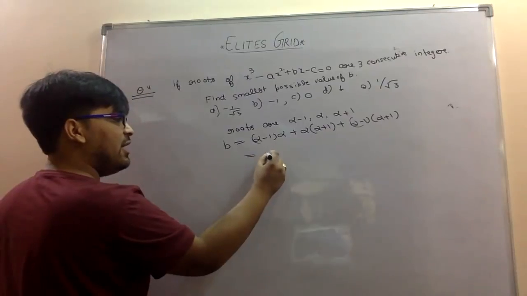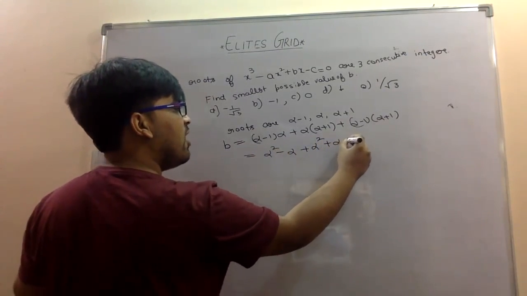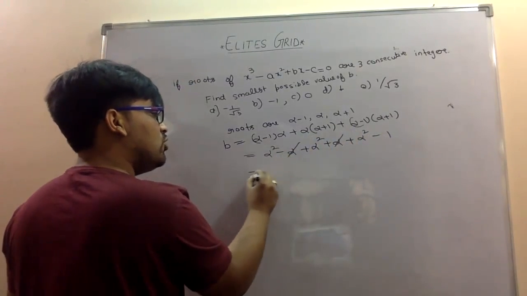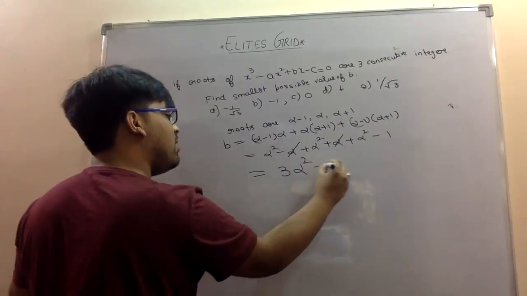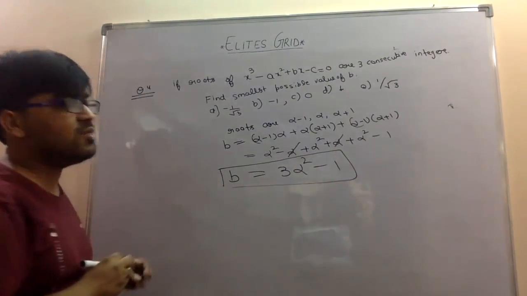So if you write it as alpha square minus alpha plus alpha square plus alpha square minus 1, this will get cancelled out. So you will get 3 alpha square minus 1. So B is equal to 3 alpha square minus 1.